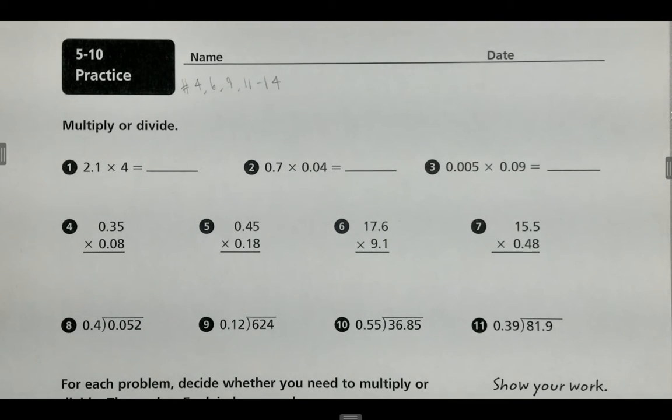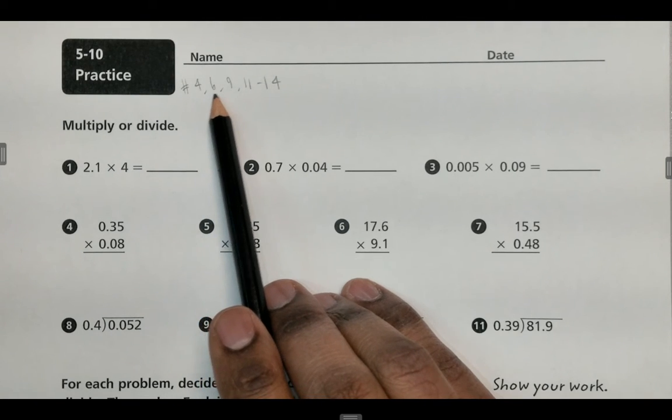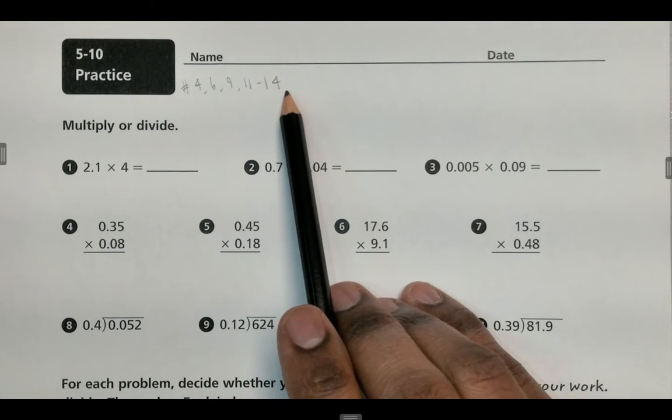Now, we have been studying in this current unit how to divide whole numbers and decimals. Not so long ago, we reviewed how to multiply whole numbers and decimals. And so we'll be doing a little bit of the old along with a little bit of the new in this lesson. And let's get started. We're going to focus on these problems on this page: 4, 6, 9, and 11 through 14.